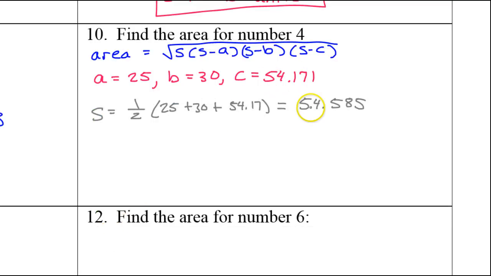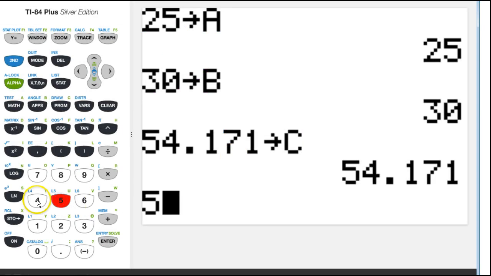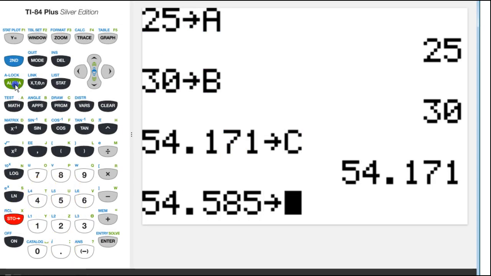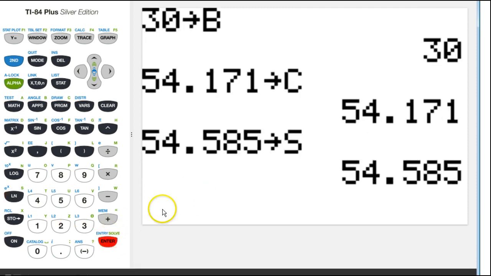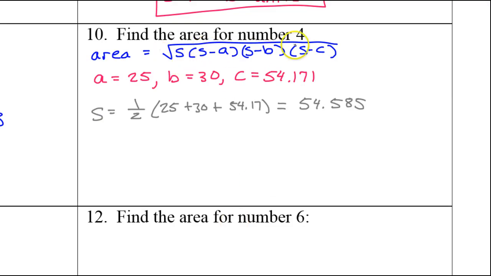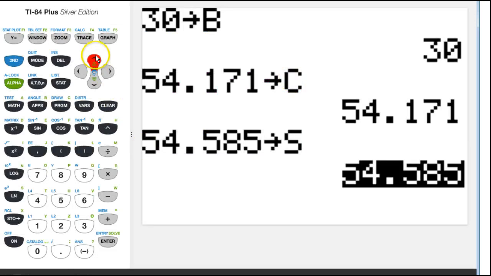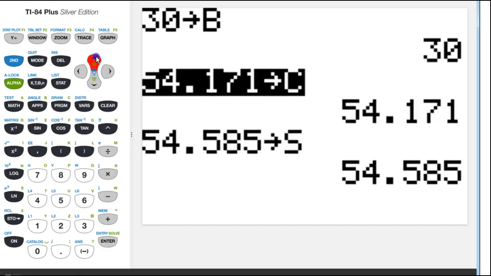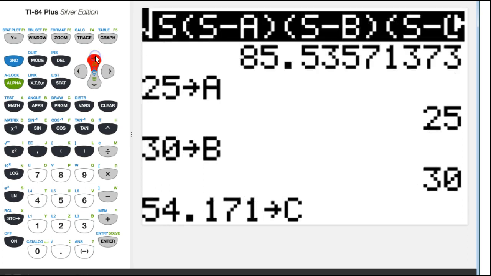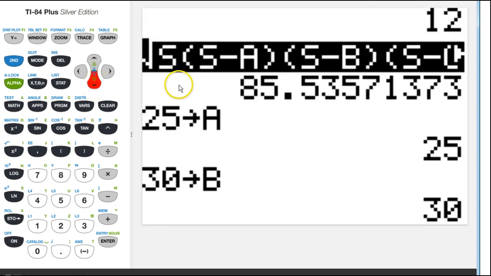And then S is 54.585. I'm going to store that into letter S. So now's the time I would type in this entire expression in my calculator, the formula. But because I just typed this in a little while ago, a shortcut that I could use is to go back to the formula, highlight it, and just hit enter.